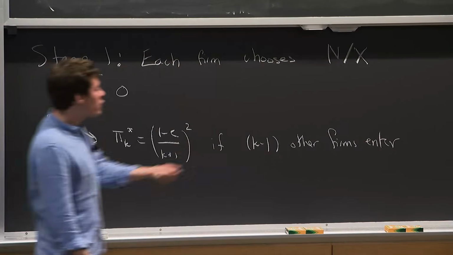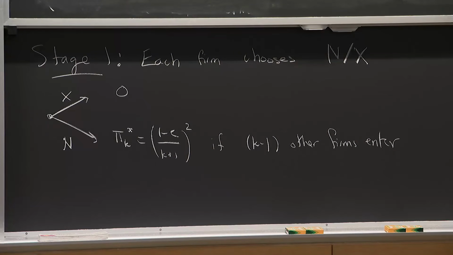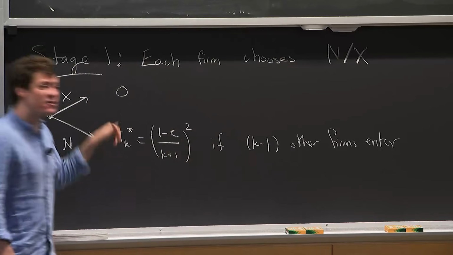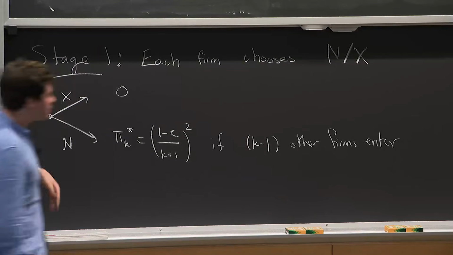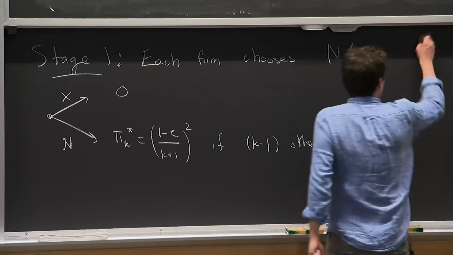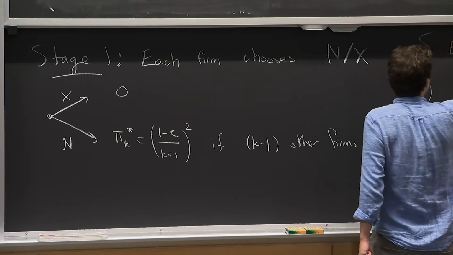So if k minus 1 firms also enter, well, when I enter, that makes k, and therefore, this is going to be my payoff. I think if you just stare at this, it starts getting hard because you've got to figure out the k determines the enter. So I think the best way to do it is to say, can we find an equilibrium where k firms enter? Okay?